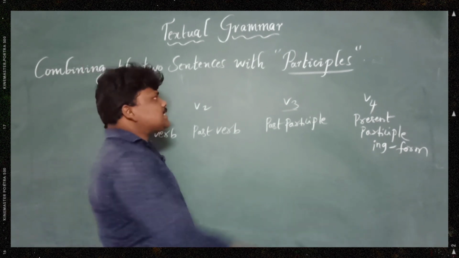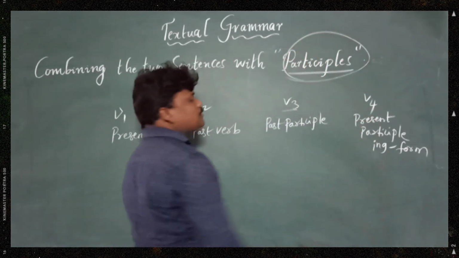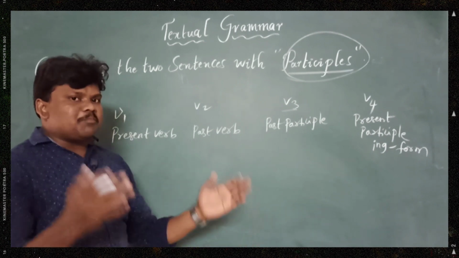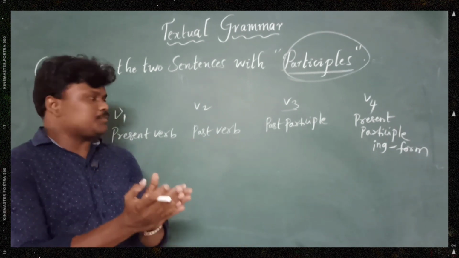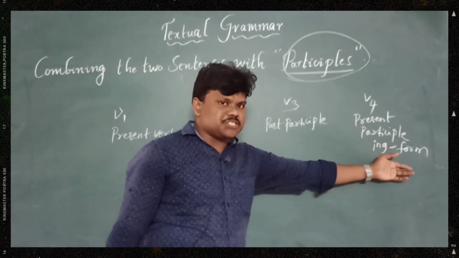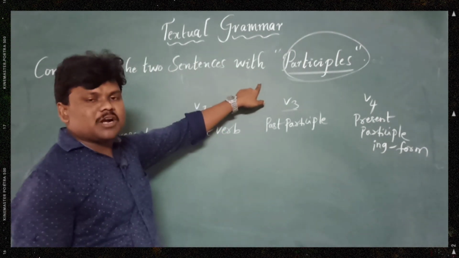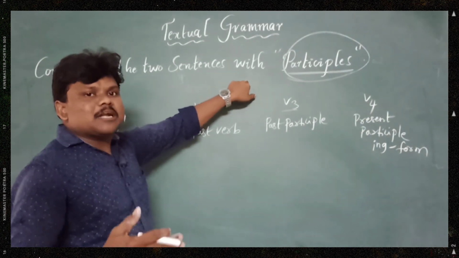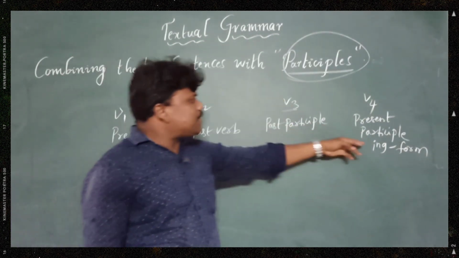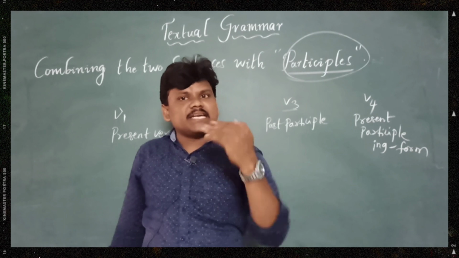Well, and that's our topic today, my dears: participles. How we need to combine two sentences with participles, V1 plus ing form, right? And before going to practice how to combine two sentences, let me tell you what is meant by participle, and what is meant by gerund.